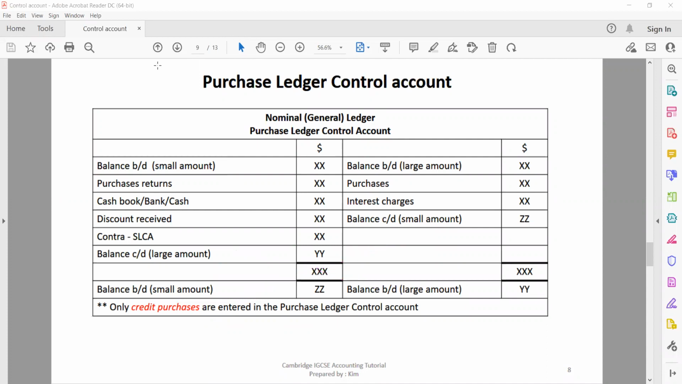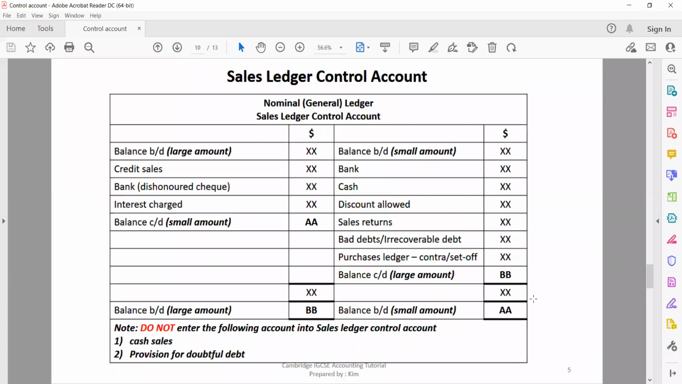Okay, next move on. Sales ledger control account is a customer account, which is a trade receivable. So on the debit side, we have balance brought down, the larger amount, because this is an asset, a current asset. Credit sales. Bank, this refers to the dishonoured cheque. Interest charge refers to income to the business. Balance carry down, balance brought down, this is a smaller amount, which is from some of the new customers you ask to pay you in advance.